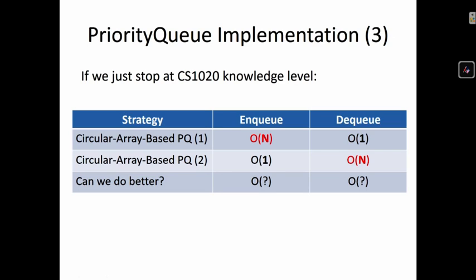But both of them have a weakness. One enqueue is slow, one dequeue is slow. Of course, if your input size is not very big, O(n) is linear time, and linear time is actually quite fast already. But what if you have billions and billions of items? Then O(n) is actually slow in that sense.